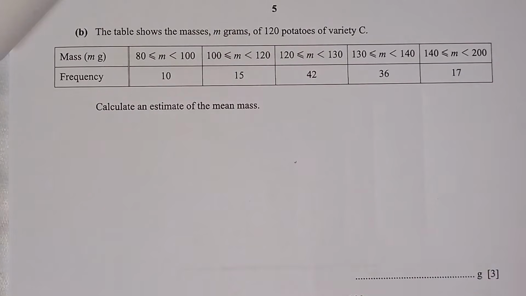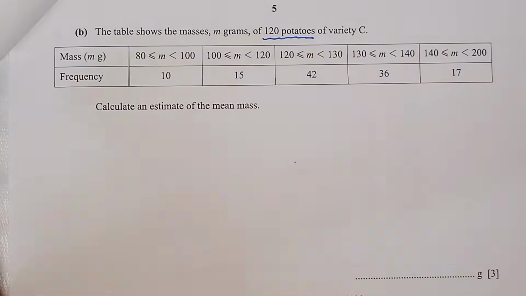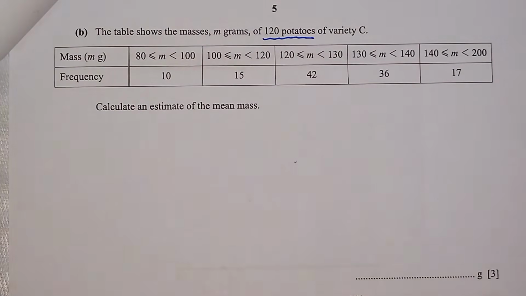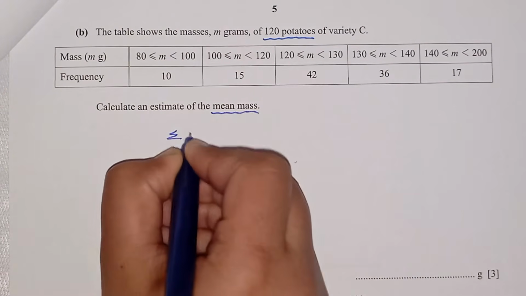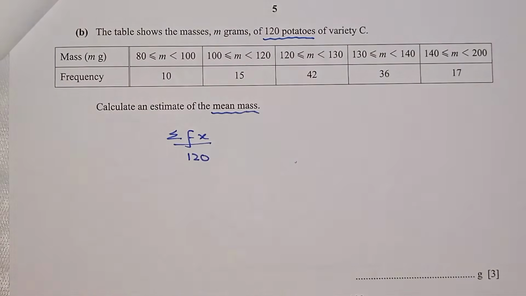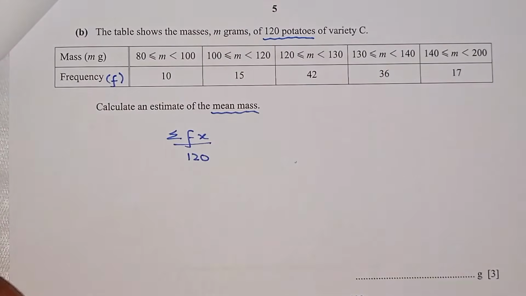Part B, the table shows the masses m grams of 120 potatoes of variety C. Now keep in mind for variety C, the number of potatoes is 120. We have been given the masses and the frequency. Calculate an estimate of the mean mass. So to calculate the mean, we can use the formula sum of fx divided by the total. Total are 120 potatoes. Okay, so f is the frequency and x is the midpoint of the intervals. So we need to work on the midpoints of the intervals.